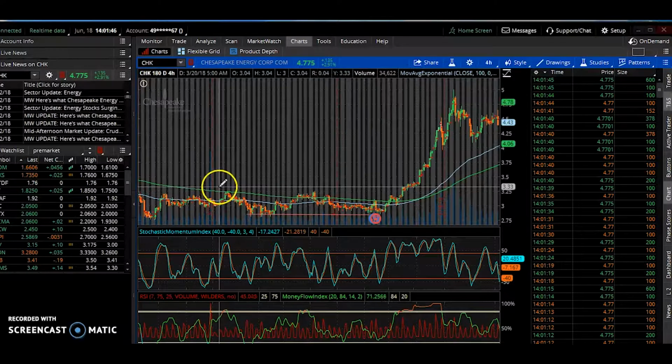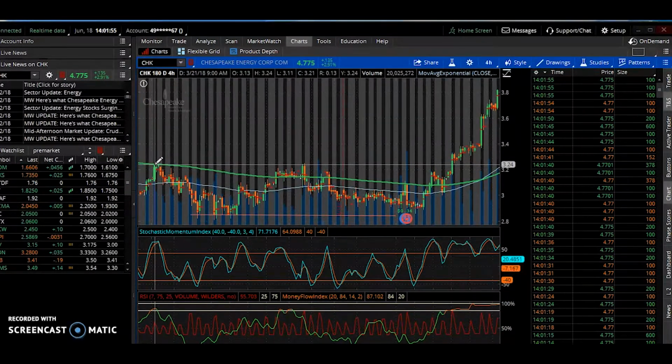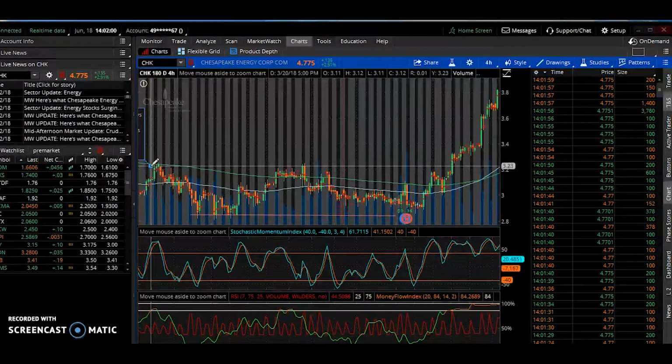And the next thing you want to do is find the area of resistance. So looking at the same stock in the same time area, sorry if this is a little confusing, but if you watch the video over and over, it becomes a little easier every time.